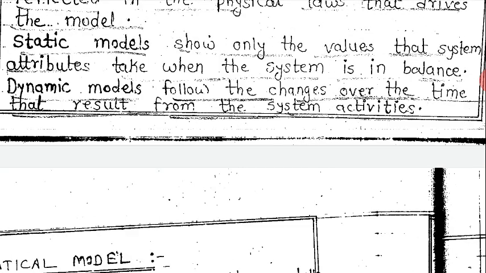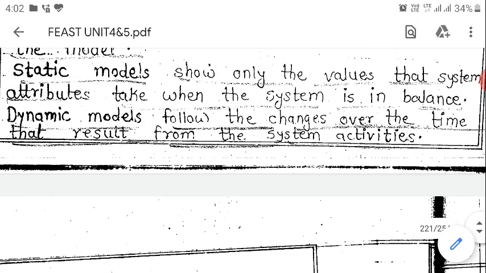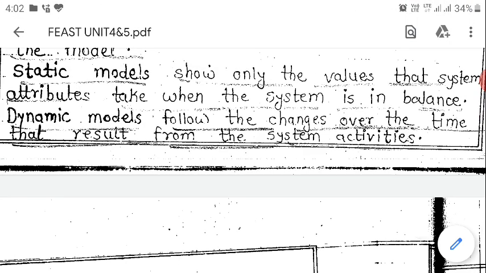Then we will see what a static model is. A static model shows only the values that the system attributes take when the system is in balance. It means the model is in equilibrium, in a balanced condition, and then there will be no movement of the shaft, or of the model. That type of model is called a static model.